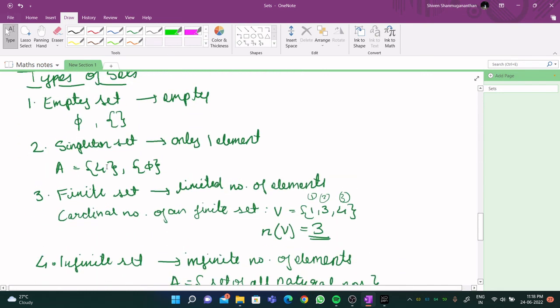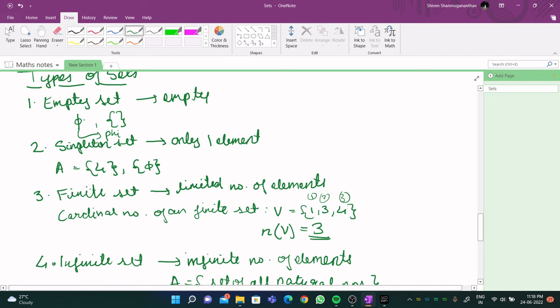Then we went on to types of sets. We have empty sets here. Empty sets means, as the name suggests, they are empty. They can be represented by phi here, or these empty curly brackets with no element between them.